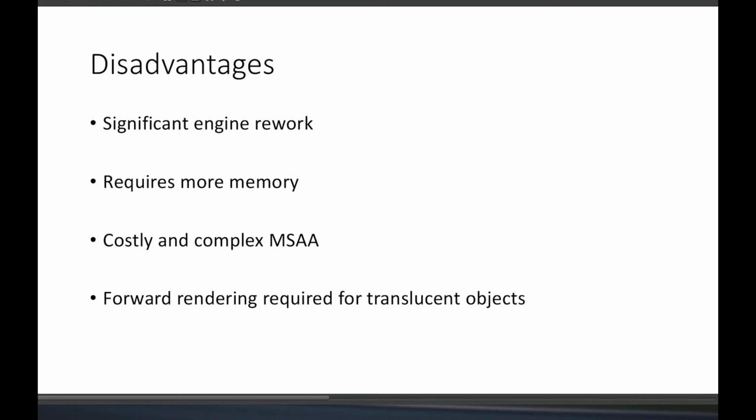Also, MSAA, that is multisampling anti-aliasing, a technique to smooth geometry borders that is done by hardware, is costly and complex in deferred shading. We cannot do that by hardware. Forward rendering, yes, but not deferred. And also, we need to use forward rendering for translucent objects. So many modern engines, for certain things, have a deferred shading approach, and for others use forward rendering when needed.